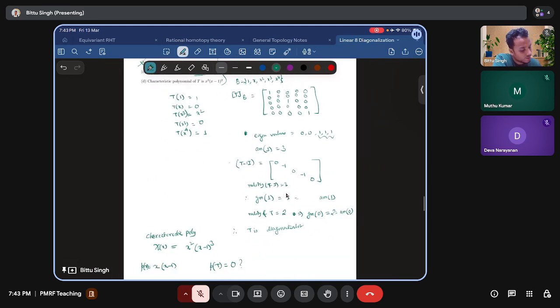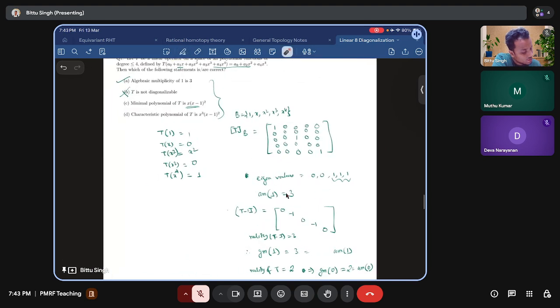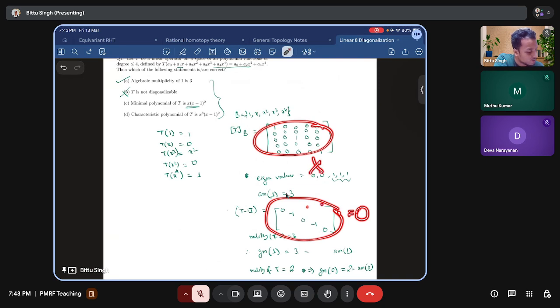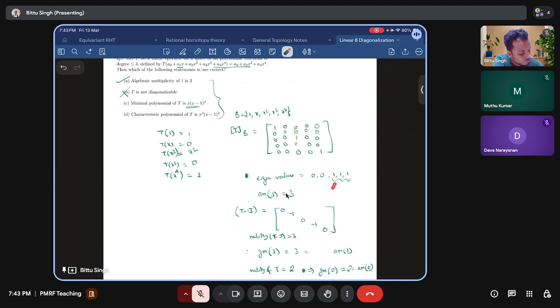So you can easily calculate that this T times (T minus I), if you take the matrix multiplication, then those two matrices multiplied will give me the 0 matrix, right? Because if you multiply my 0 with this, then the first column becomes 0, then minus 1 with this, here the second column is 0, therefore the second column of the matrix will be 0. So eventually you will get the 0 matrix.